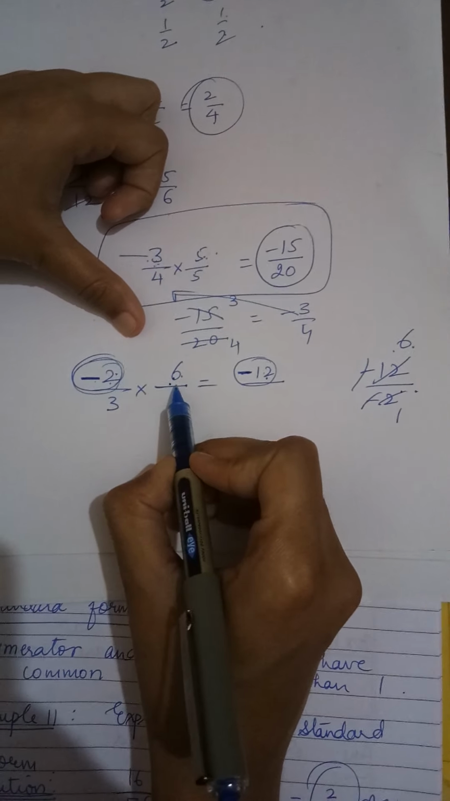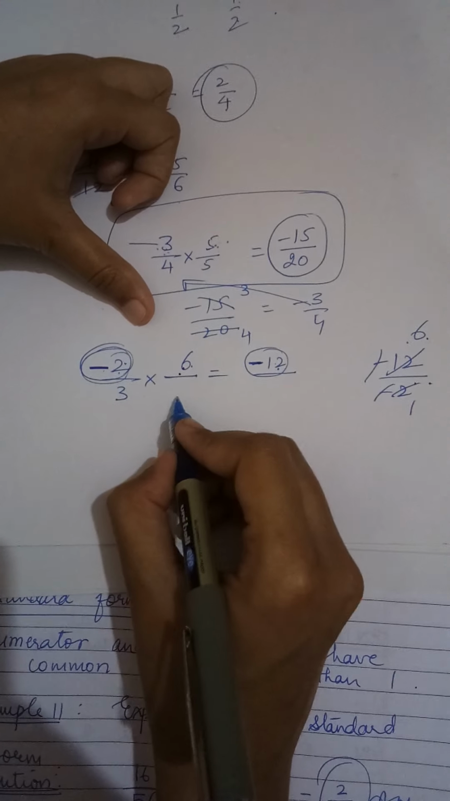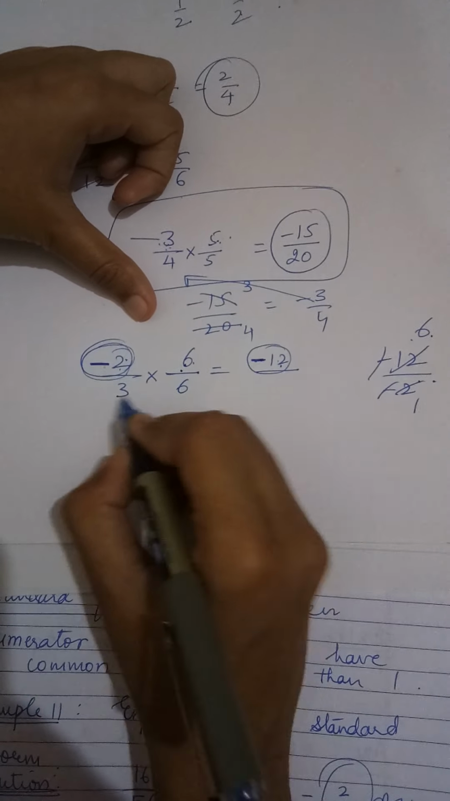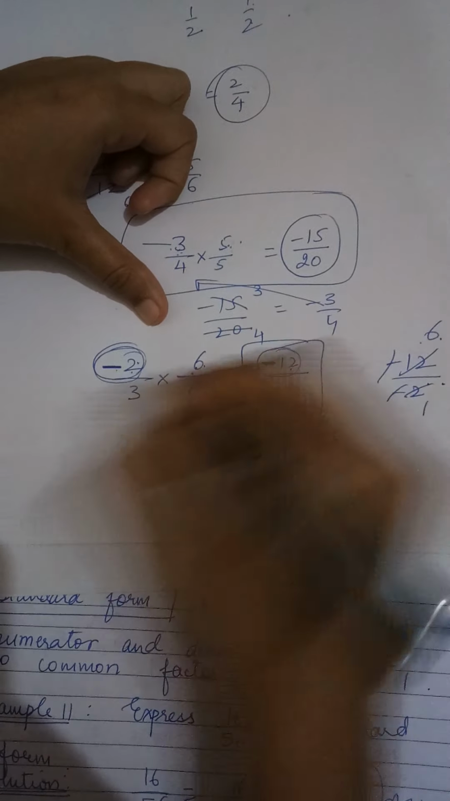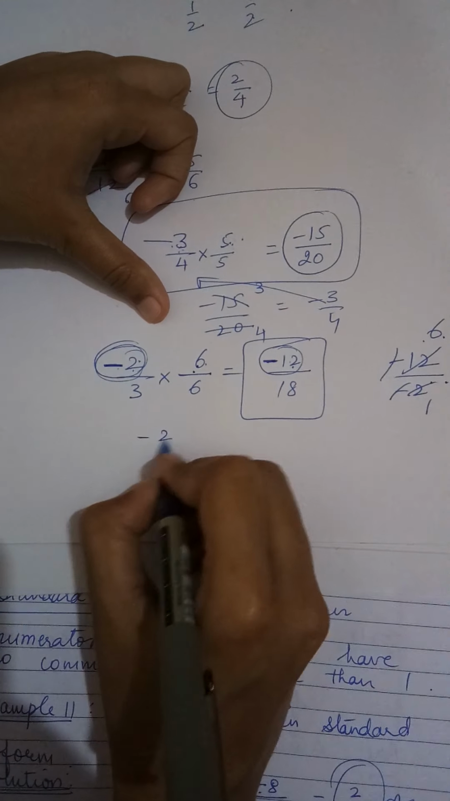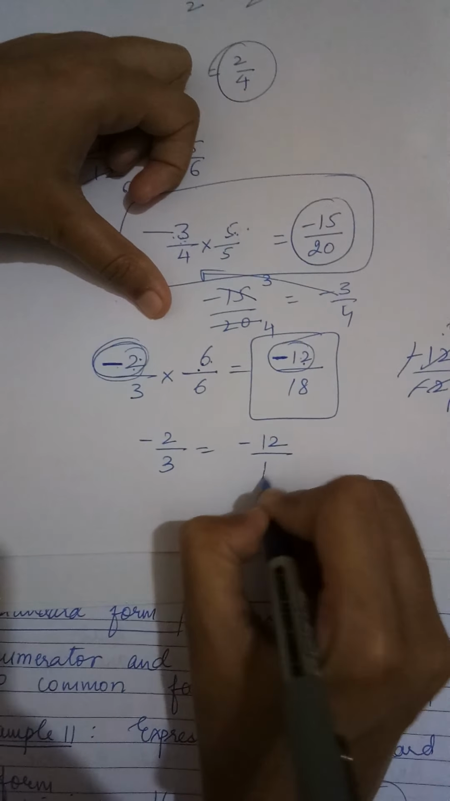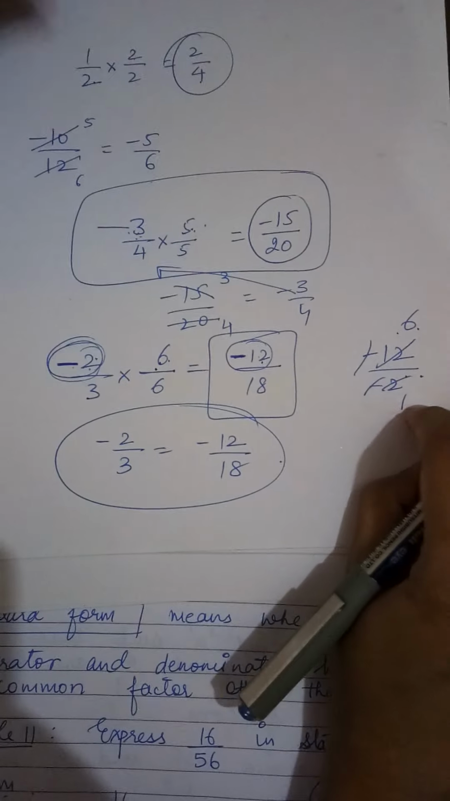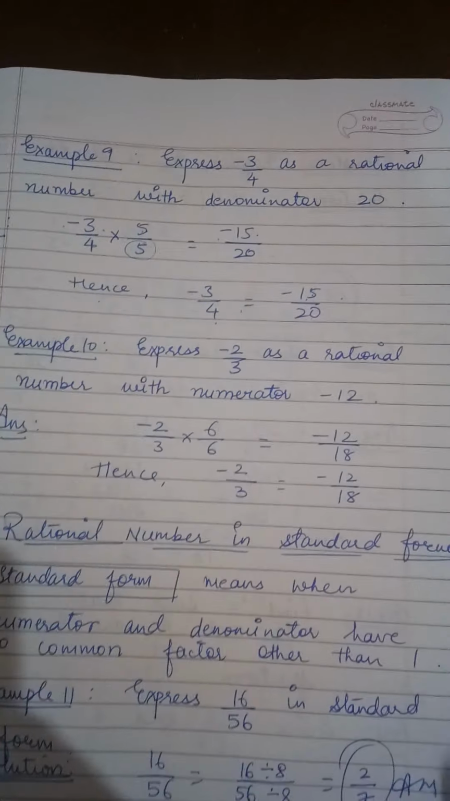Now I have multiplied in the numerator by 6. I will be multiplying in the denominator also by 6. 3 sixes are 18. So this is my new fraction. Okay, so therefore minus 2 upon 3 will be minus 12 upon 18. Okay, so this was your example number 10.